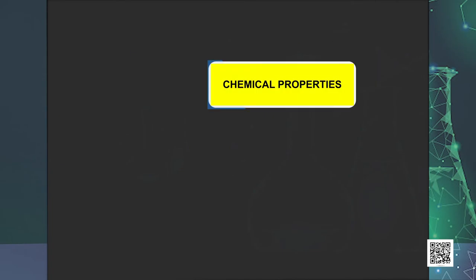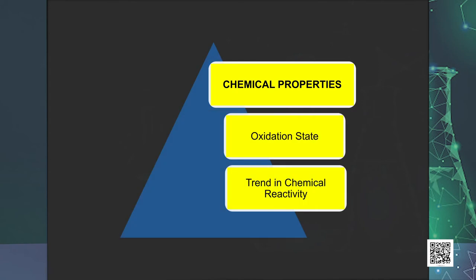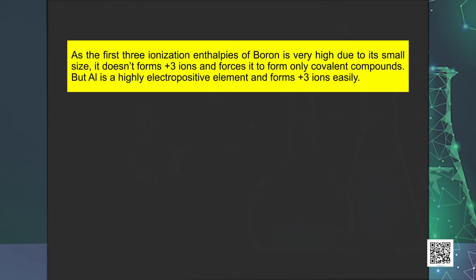Moving on to the chemical properties of group 13. Let us study about the oxidation state and trends in chemical reactivity. As the first three ionization enthalpies of boron are very high due to its very small size, it doesn't form +3 ions and is forced to form only covalent compounds. But aluminium is a highly electropositive element and forms +3 ions very easily.